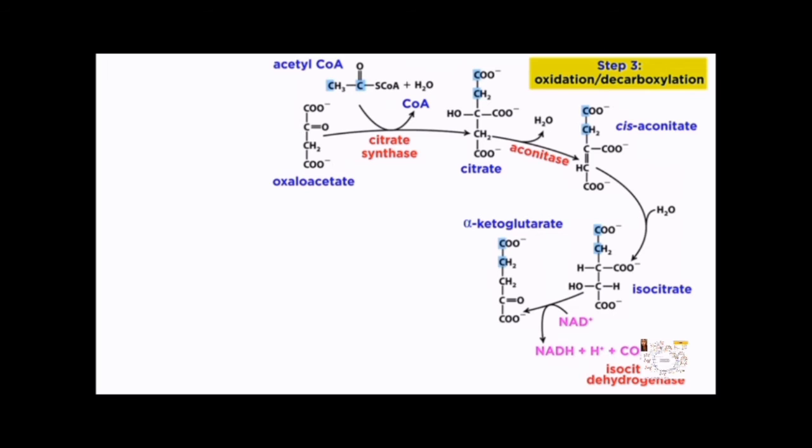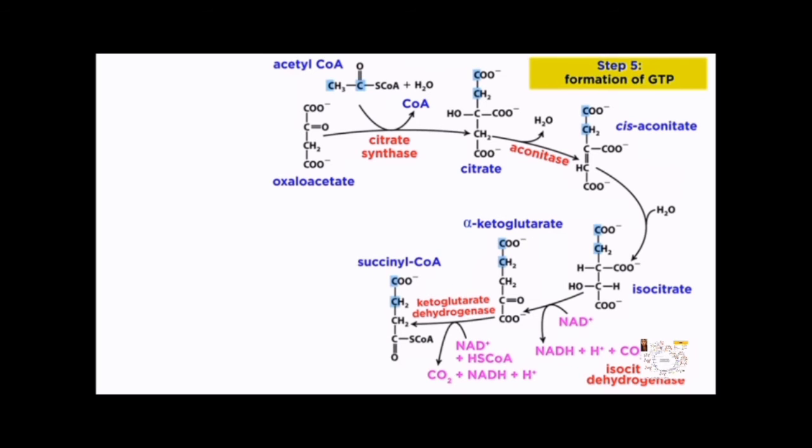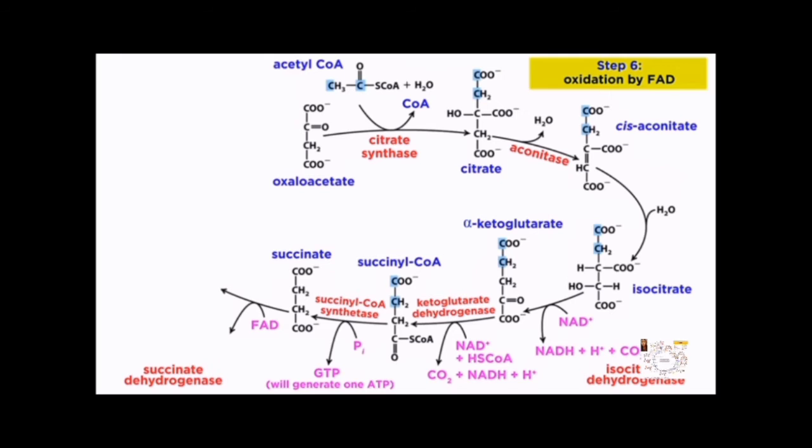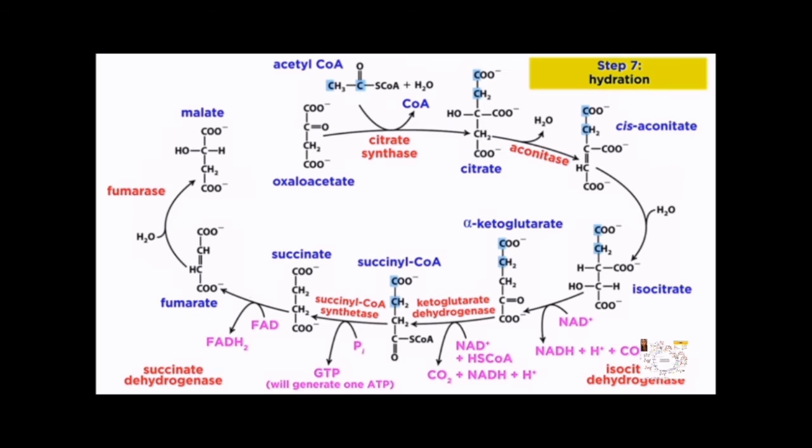Next, another CO2 is lost and further oxidation by NAD+ takes place with the help of ketoglutarate dehydrogenase. The resulting molecule will join with coenzyme A once again to form succinyl-CoA. CoA is then displaced by a phosphate group to form succinate, which is catalyzed by succinyl-CoA synthetase. This will make one molecule of guanosine triphosphate, or GTP, in the process, which can be used to make one ATP.